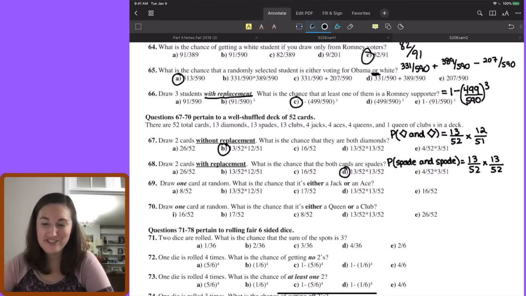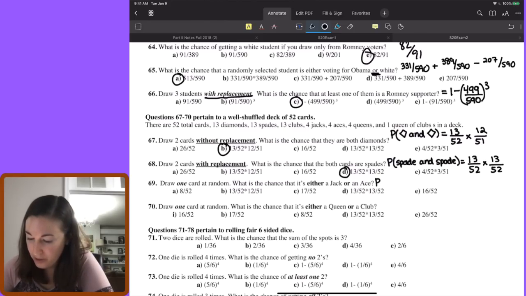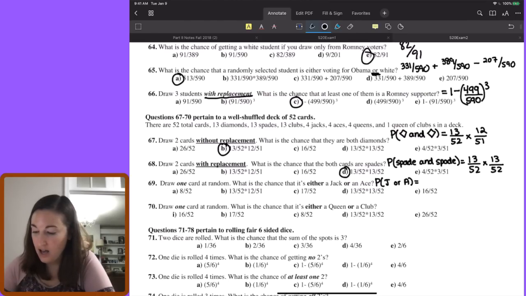Number 69 says to draw 1 card at random. What's the chance that it's either a jack or an ace? So the probability that I get a jack or an ace is going to be the probability that I get a jack plus the probability that I get an ace minus the probability of both.